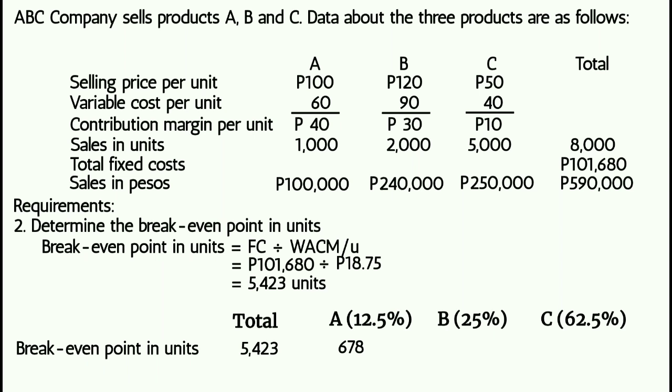For product B, 5,423 units times 25%. That is equal to 1,356 units. 1,356 units ng product B ang dapat na mabenta to break even. And for product C, 5,423 units times 62.5%. That is equal to 3,389 units. 3,389 units ng product C ang dapat na mabenta to break even.